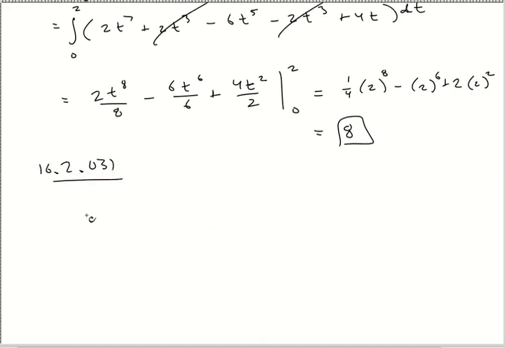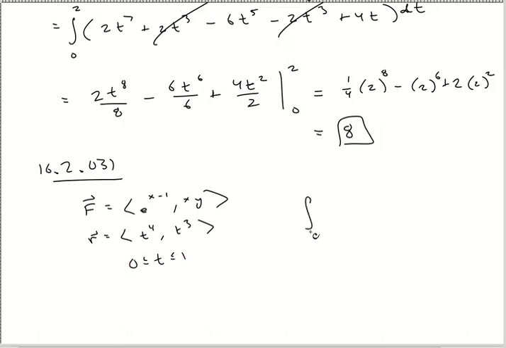16.2.031. So similar thing, I've got F equal to e^(x-1), and then x times y. My r is equal to t to the 4th, and then t cubed. And they're wanting to go 0 to 1. And they want to go ahead and say, what is the integral of F dot dr?